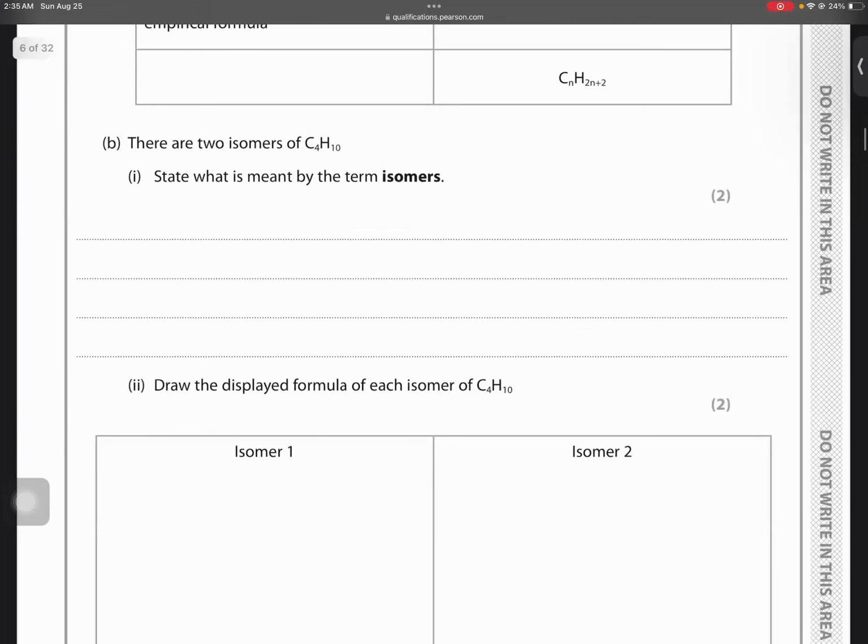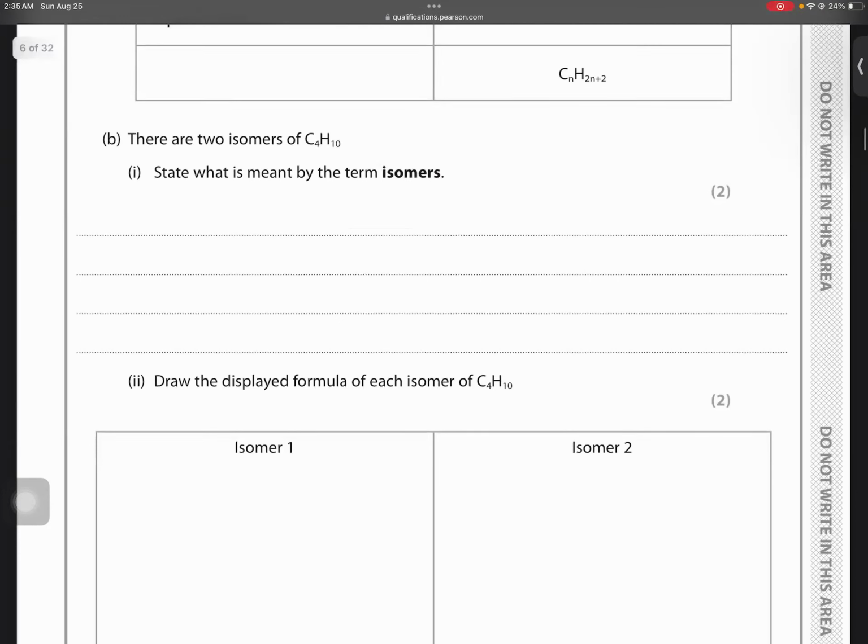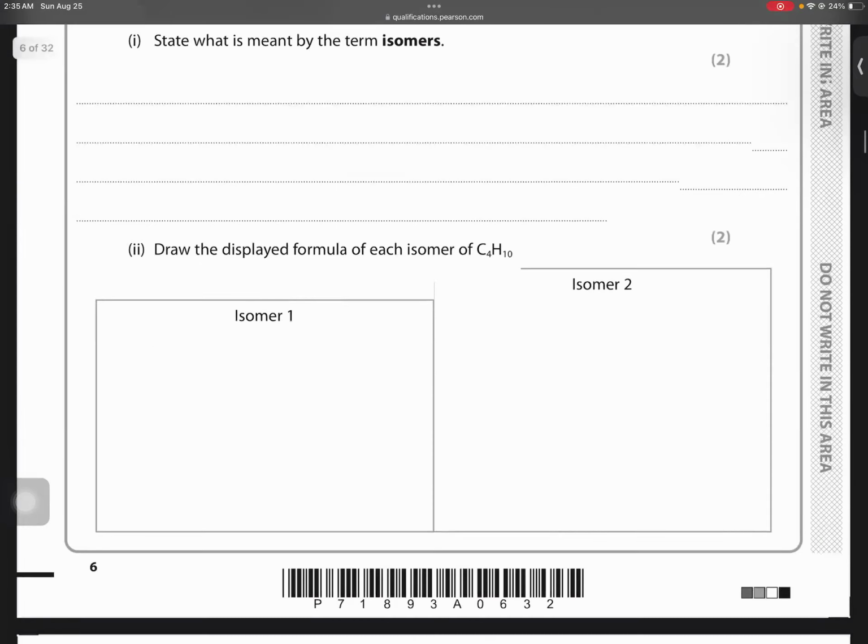There are two isomers of C4H10. What is meant by the term isomers? Isomers are molecules that have the same molecular formula but different structural formula. Different structural formula, not atomic structure.